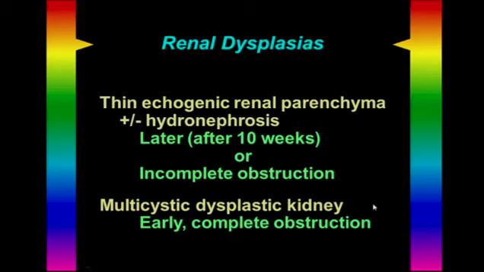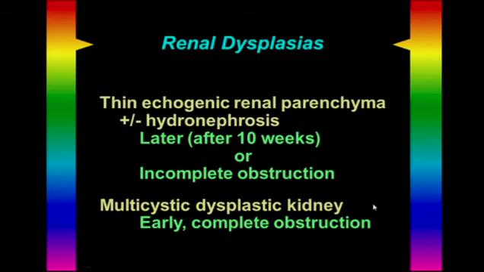Renal dysplasia occurs when there's obstruction of the kidney after it's already formed. This obstruction, when it occurs later in utero, such as after 10 weeks gestation, or when the obstruction is incomplete, leads to thinning of the renal cortex and increased echogenicity of the renal cortex. We may even still be able to see hydronephrosis in that kidney.